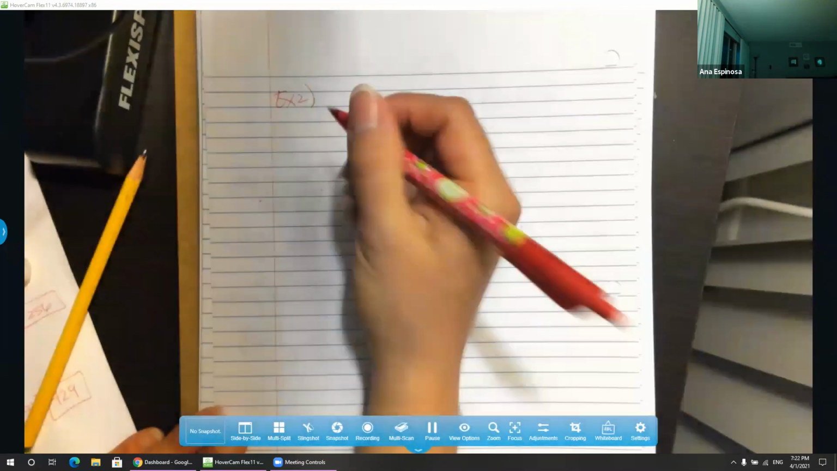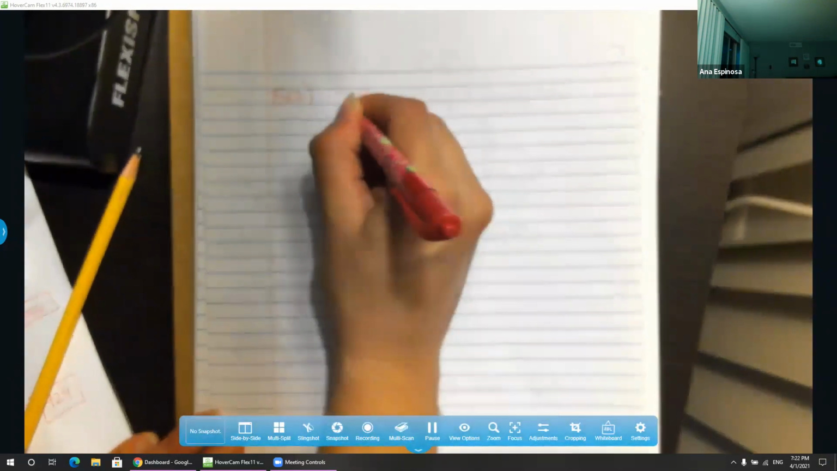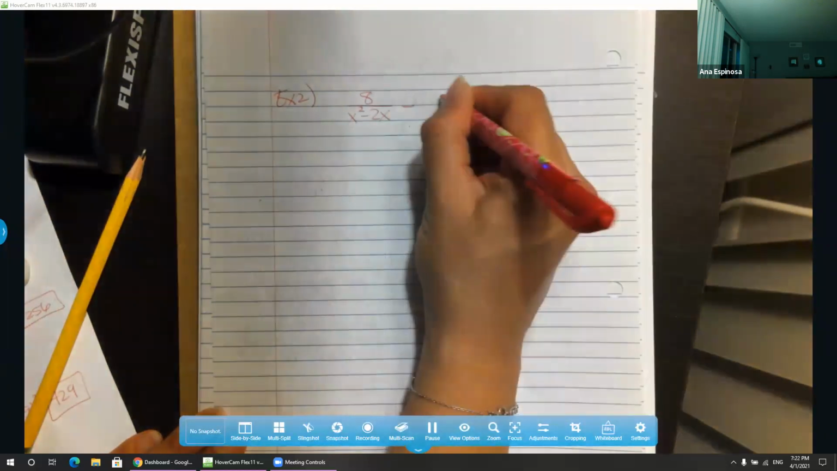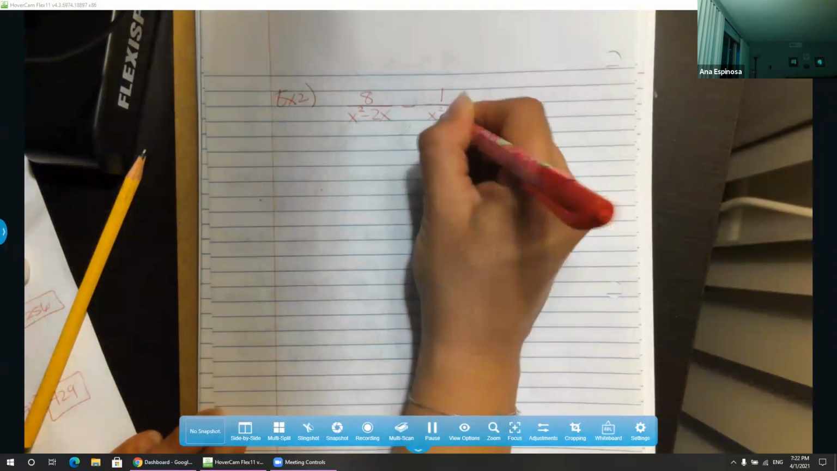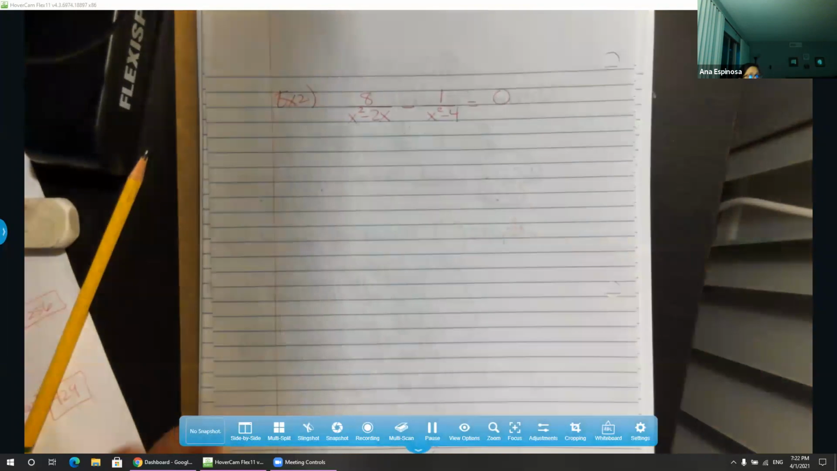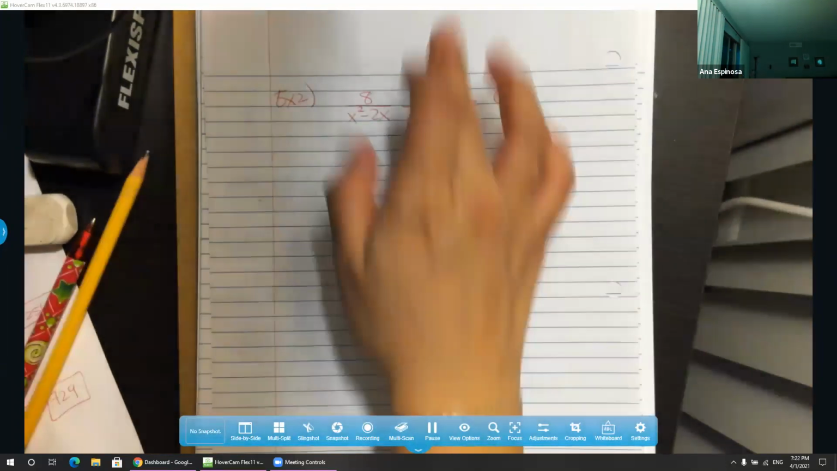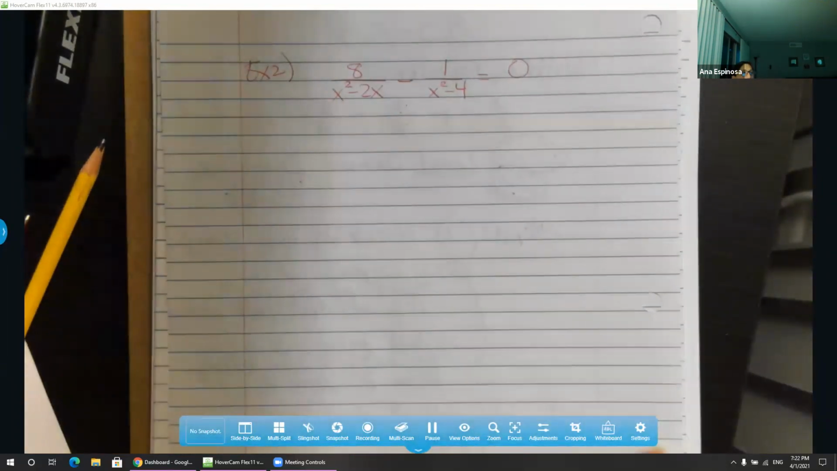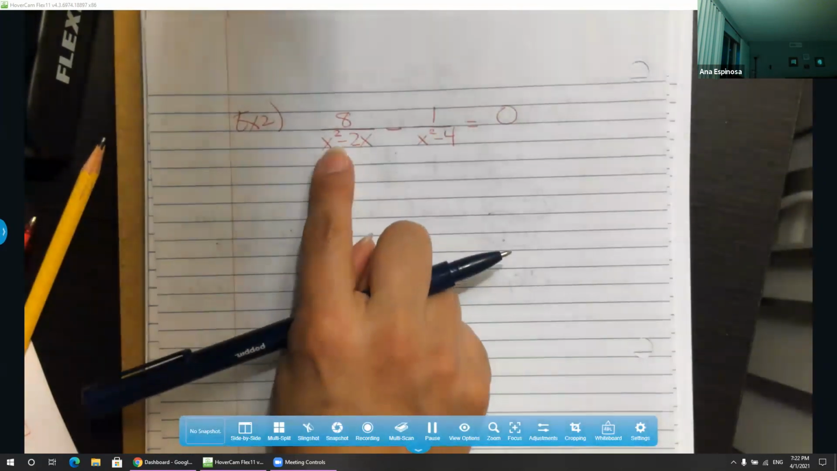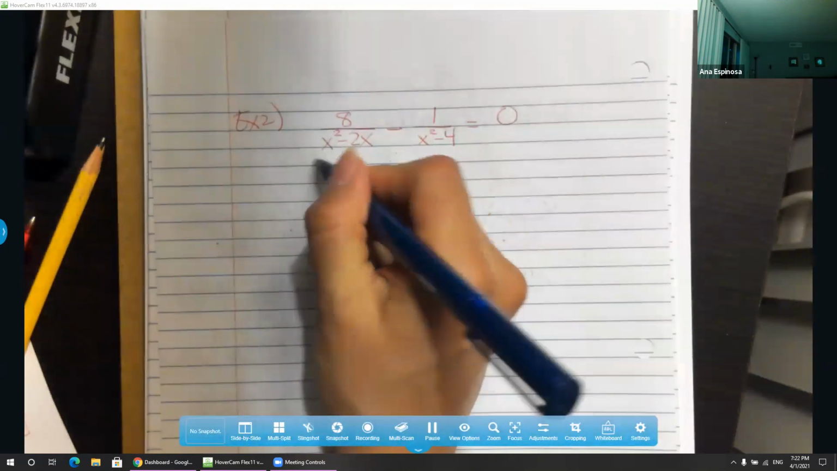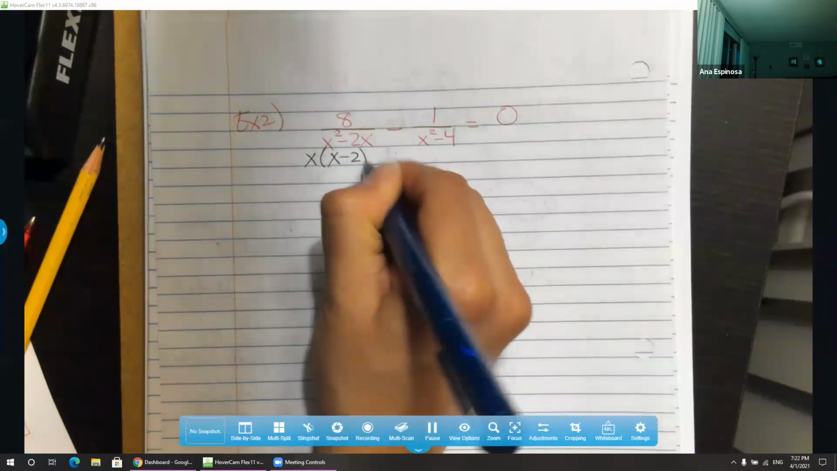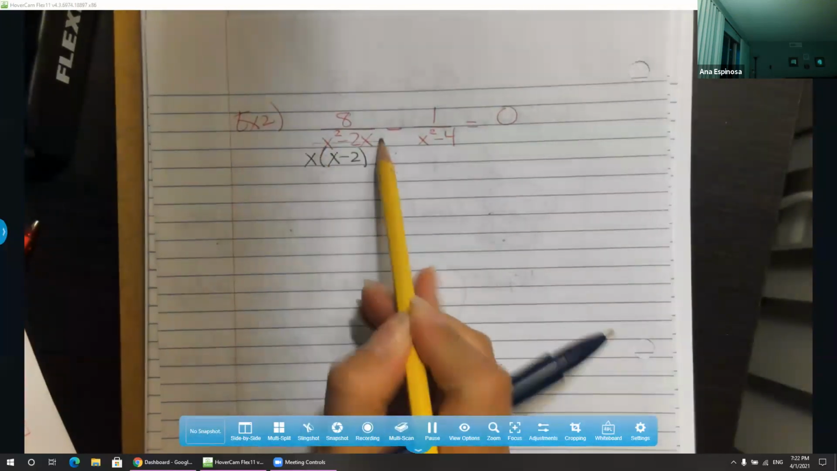Okay, what if we have 8 over x squared minus 2x minus 1 over x squared minus 4 equals 0. You're like, oh my gosh, that looks super complicated. Well, it's actually not too bad if you follow my steps. So first step, factor all the denominators. So I'm going to do it right below here. This is taking out an x minus 2. I'm going to briefly cross it up.